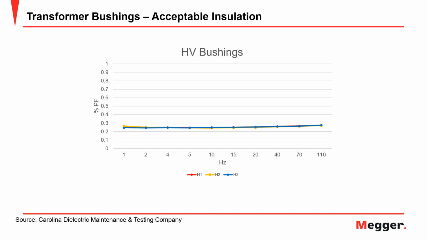And it's mainly flat. One of the things that you can see in extra high voltage bushings, very good condition, is a very flat response between 1 Hertz and 500 Hertz. In this case, it was moved to only 110 Hertz. But you can see it's a very flat response.